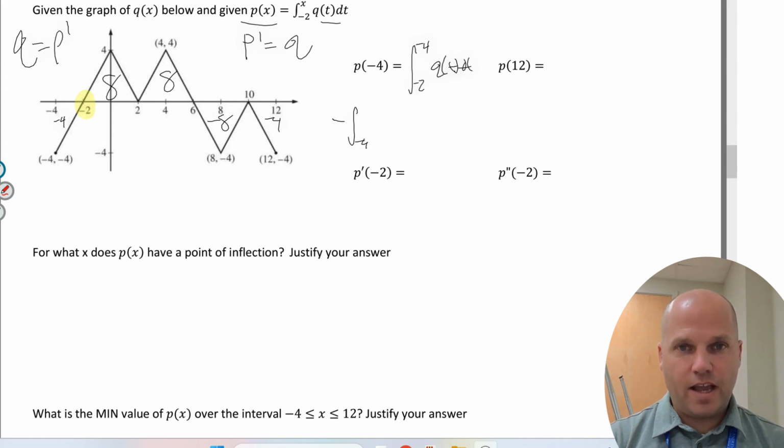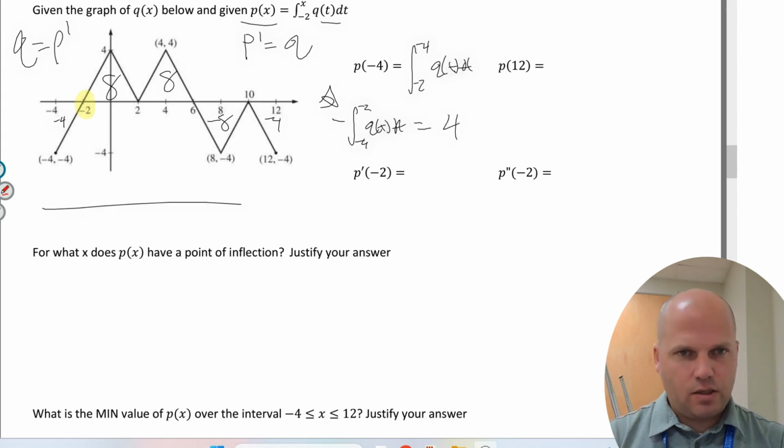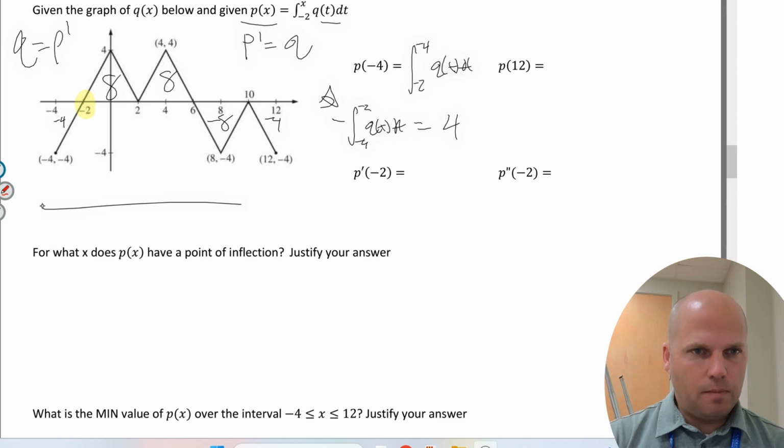Opposite of -4 to -2. Keep track. These are the ones people are getting wrong. The value is +4. And this should make sense if we know at -2, P of -2 is 0 because you accumulate from -2 to -2. We know that P prime is negative, which means P is decreasing. You have to decrease 4 to get to 0.